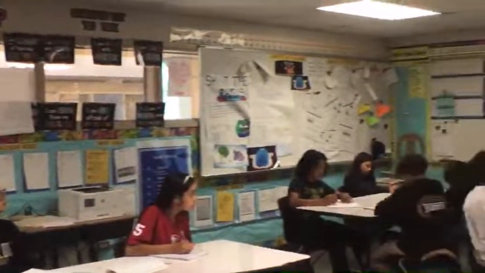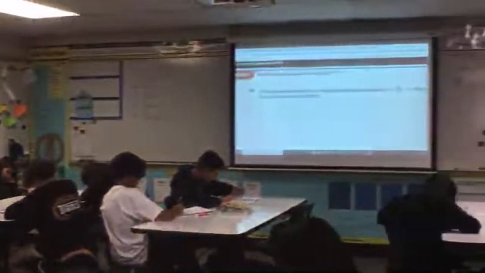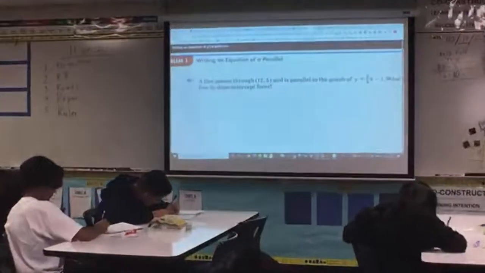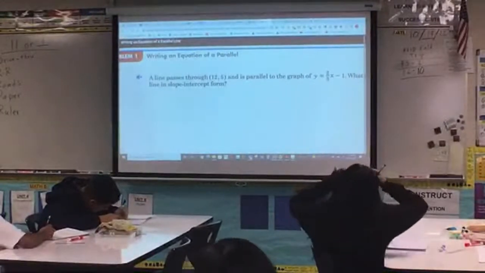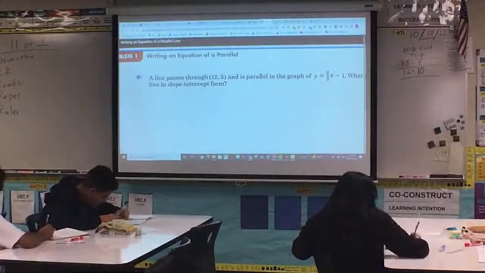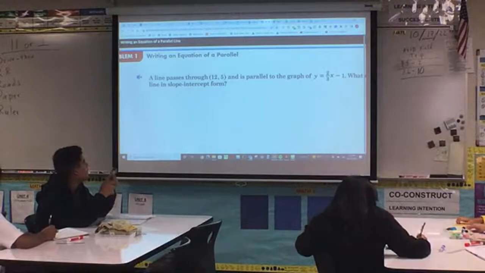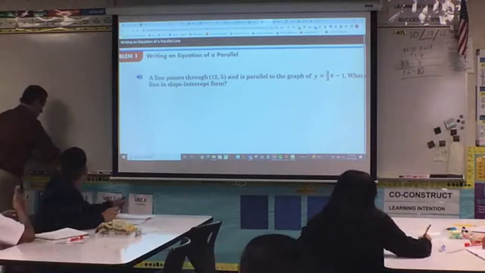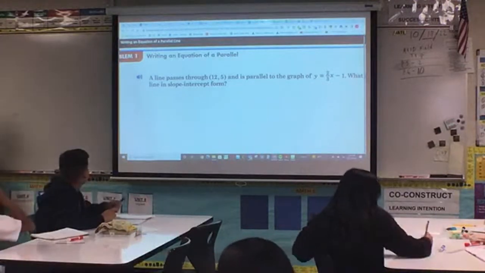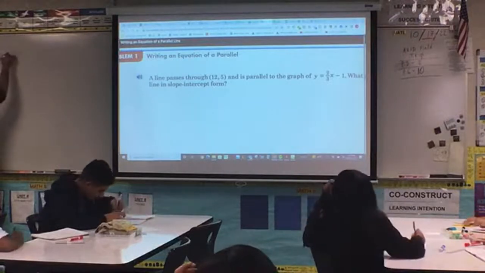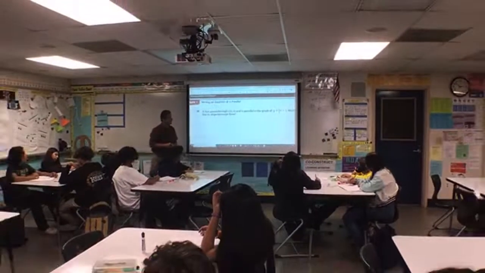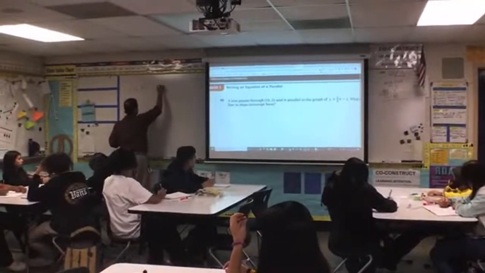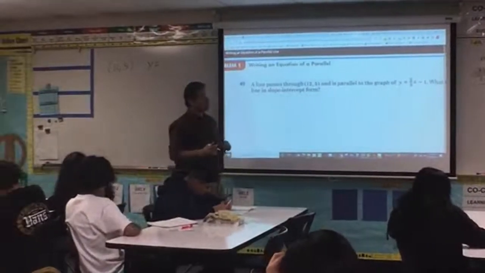So we're going to start off with our first bullet point of the day. Everyone is going to write this down. Writing an equation of a parallel. In this problem, you will write an equation of a line parallel to a given line. A line passes through the point (12, 5) and is parallel to the graph of y equals 2/3 x minus 1. What equation represents the line in slope-intercept form? Okay, we're going to need two pieces of information here, aren't we? We need to write down the point they're asking us about, and we also need the equation, y = 2/3 x minus 1.